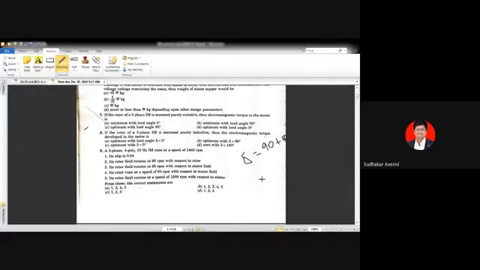Suppose, see here, ninth one: a 3-phase 4-pole 50 Hz induction motor runs at a speed of 1440 rpm. Its slip is 0.04. Its rotor field rotates at 60 rpm with respect to rotor. Its rotor field rotates at 60 rpm with respect to stator. Its rotor runs at a speed of 60 rpm with respect to stator field. Its rotor field rotates at a speed of 1500 rpm with respect to stator. From this, the correct statement is.